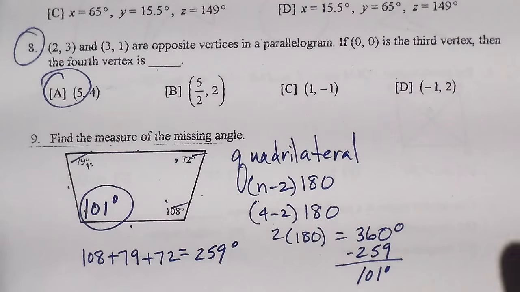And that's how you find the missing angle of a polygon. If you know the sum of all the angles, find the sum using the interior angle sum, then add the ones you do have and subtract it from the sum to get the one you don't have.